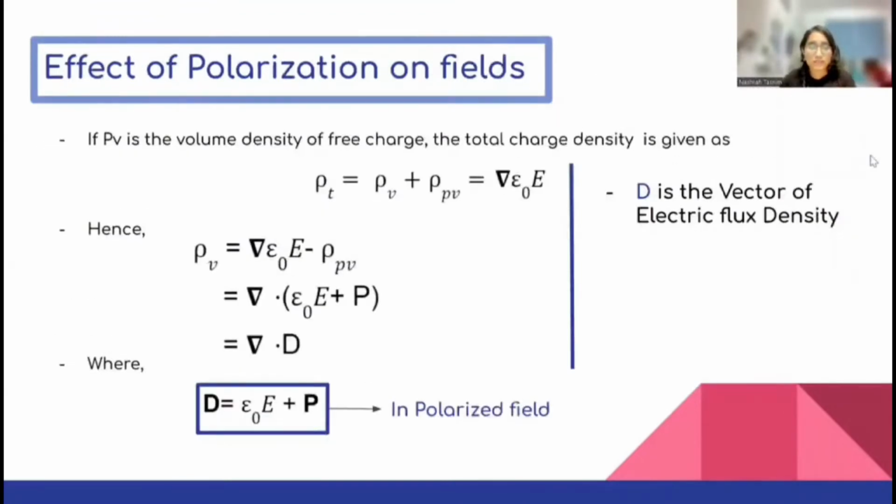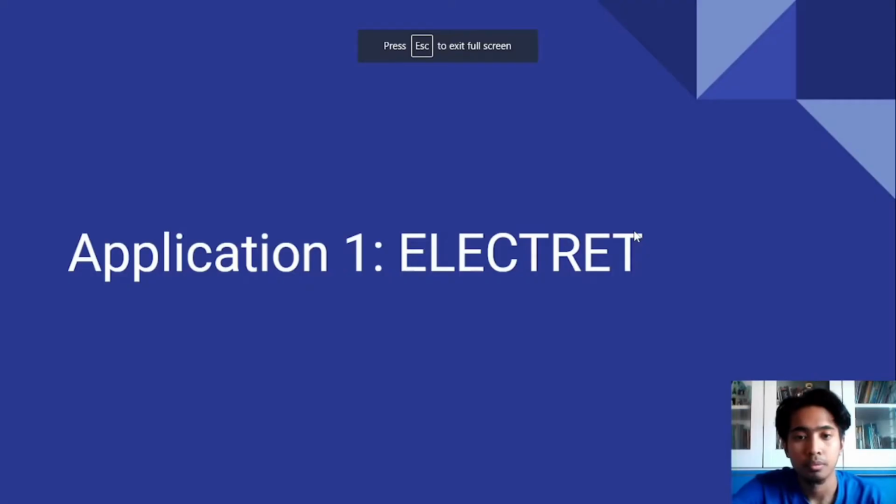We now consider the case in which the dielectric region contains free charge. If rho_v is the volume density of free charge, then the total charge density rho_t is given as rho_v plus rho_pv equals del dot epsilon naught E. Hence, by doing the derivatives, we get that rho_v equals del dot D, and D equals epsilon naught E plus P. In the polarized field, its effect is accounted for by the electric flux density vector.